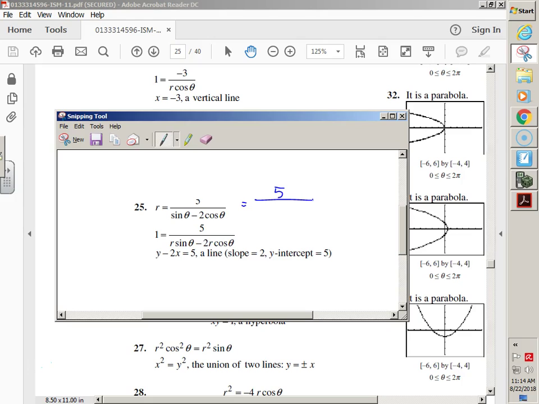Does it make sense, the right triangle? Yeah. SOHCAHTOA. So y over r is sine, x over r is cosine. So you could have done y over r.